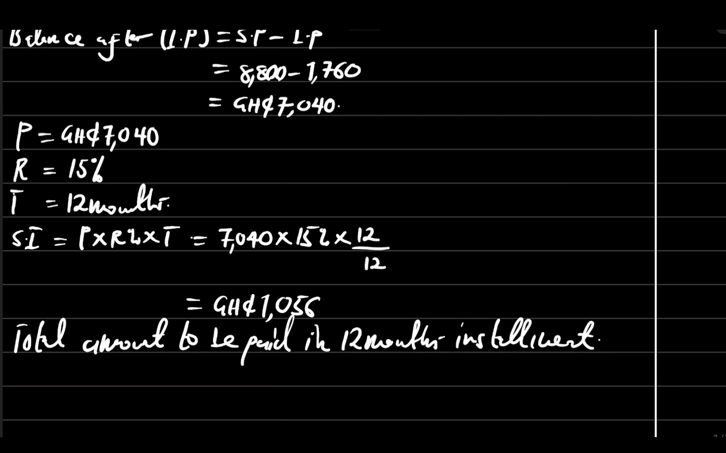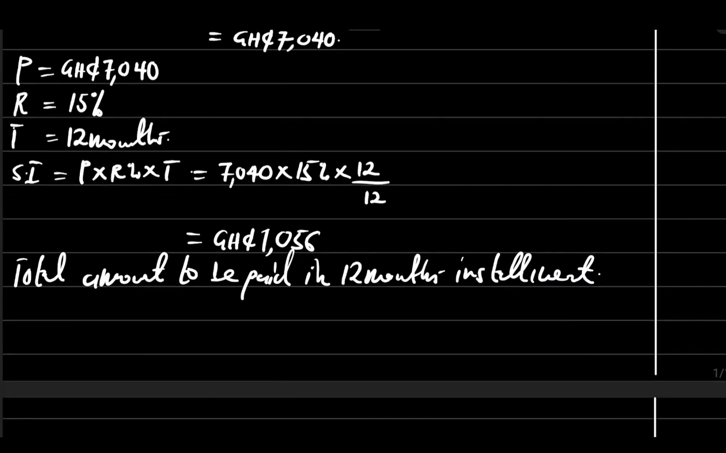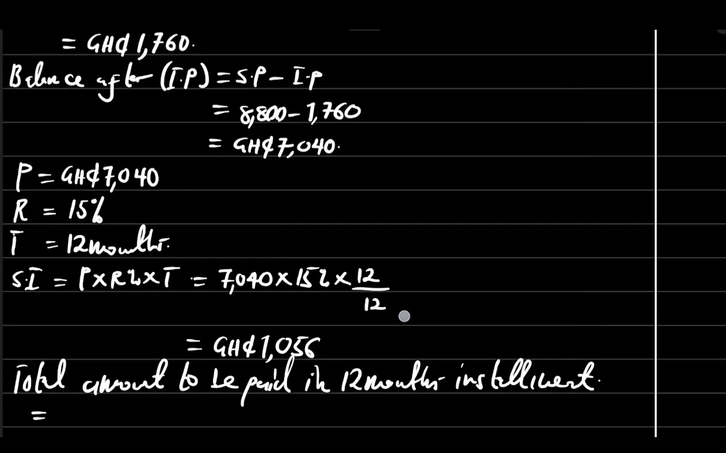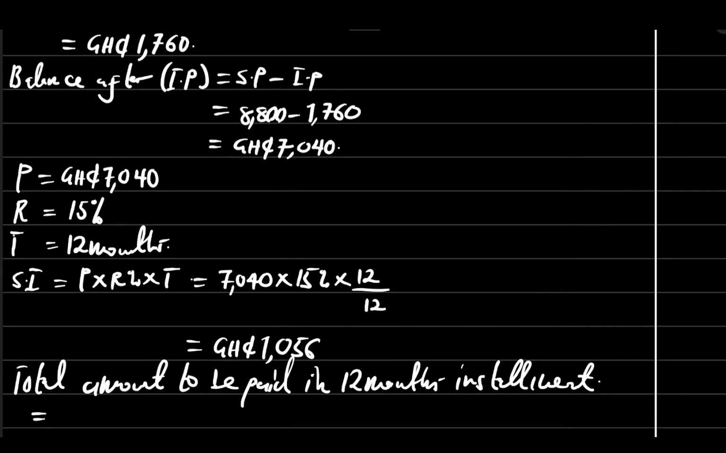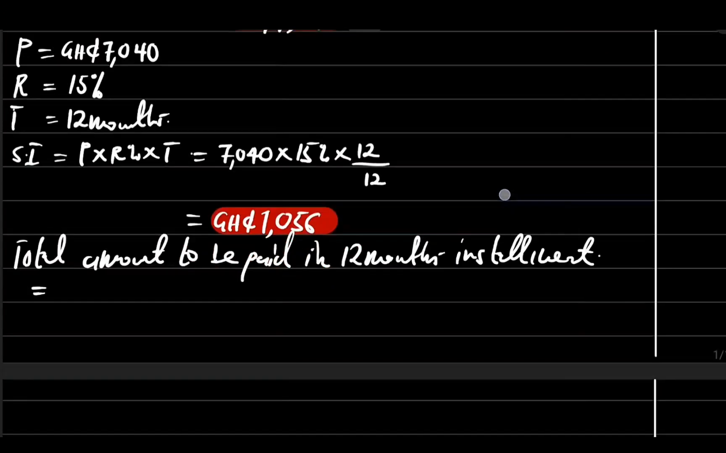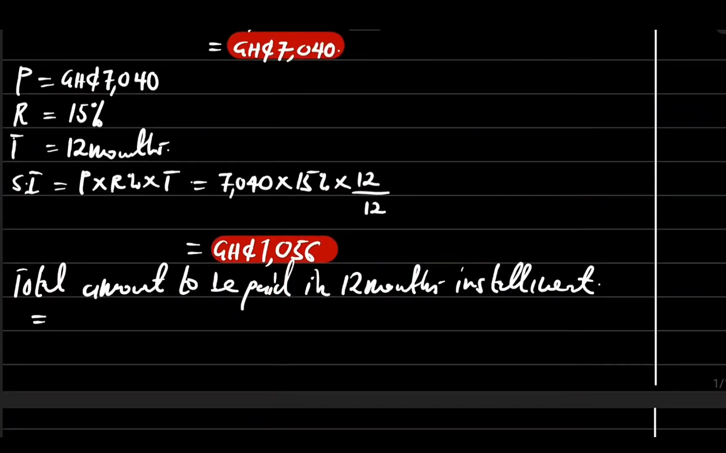In 12-month installment. So how do we go with that? You'll have it here as what? The remaining balance that we have computed after the initial payment, plus the interest that we have computed. And we add the two, we'll get the amount to be paid in an installment within 1 year or 12 months.